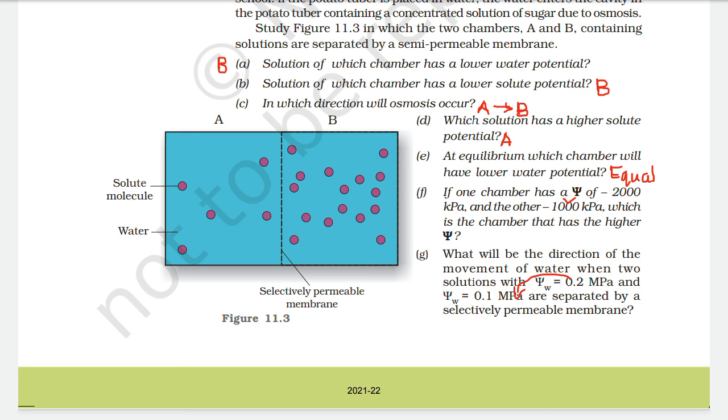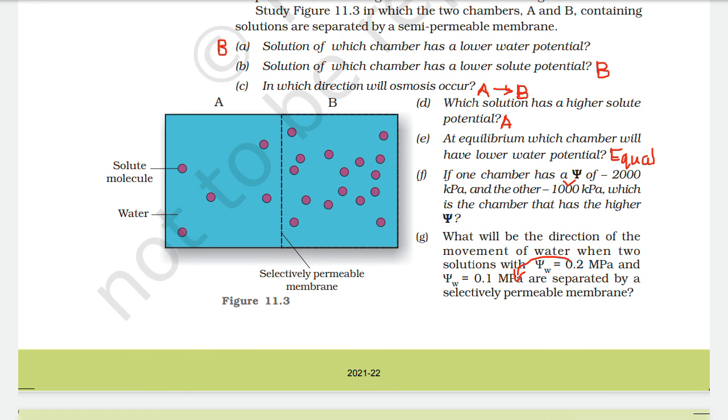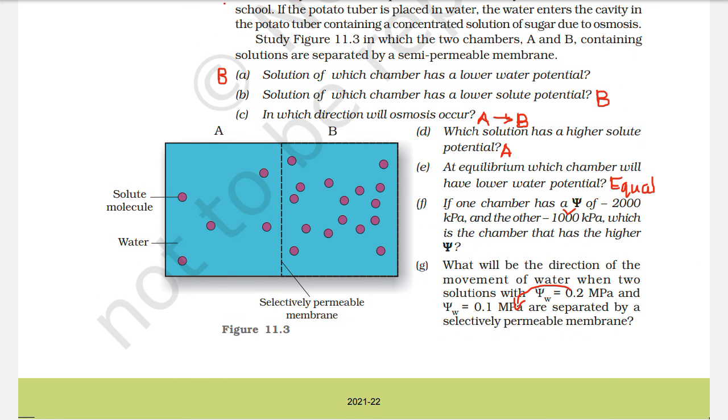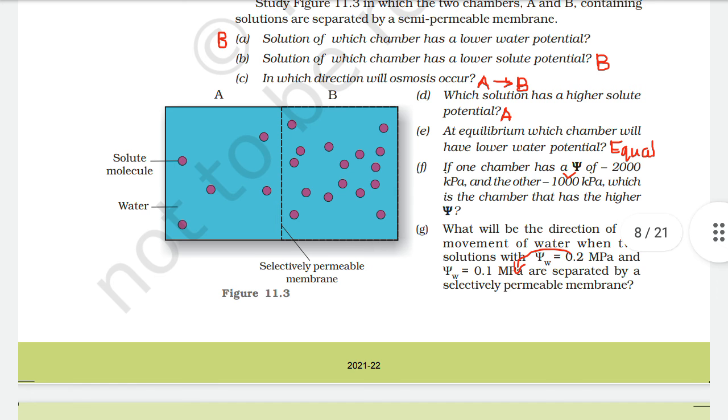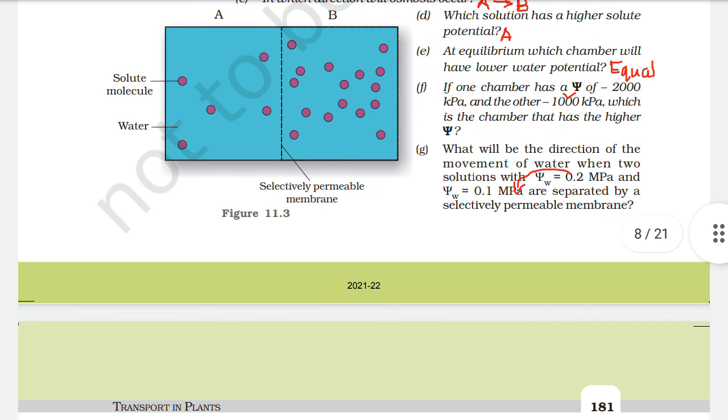I think you have got why B is the answer: in this case there are more solute molecules, and since there are more solute molecules, the value of solute potential will be more negative, and since it is more negative, the value will be low. So B has low solute potential. Which solution has a higher solute potential? A will have the higher solute potential. In equilibrium, which chamber has a lower potential? Both will have equal potential in equilibrium.